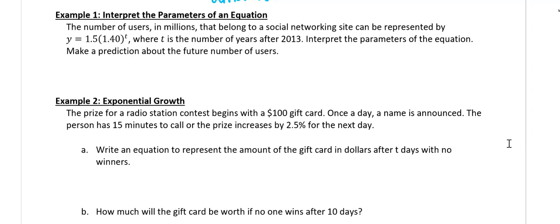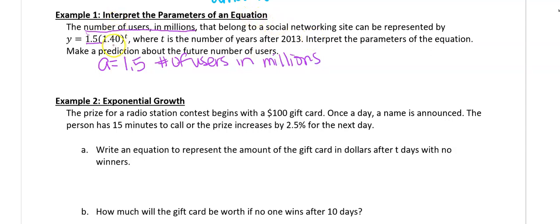So what is our A value here? We can talk about what our A value is. What's our initial value? It is 1.5. But what does that 1.5 talk about? The millions of users. So that's the number of users in millions, or millions of users, however you want to write that.